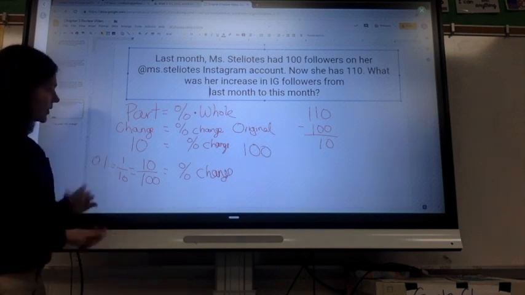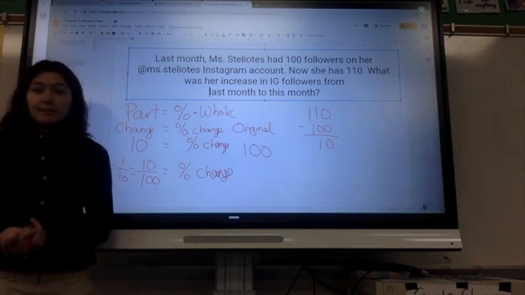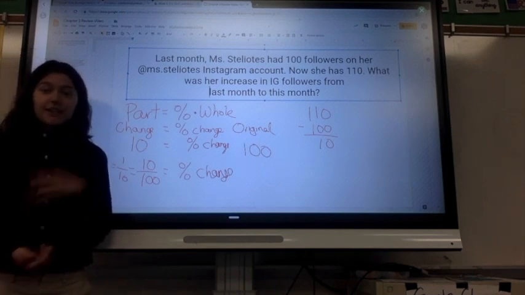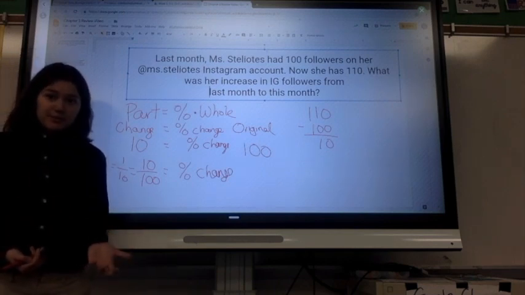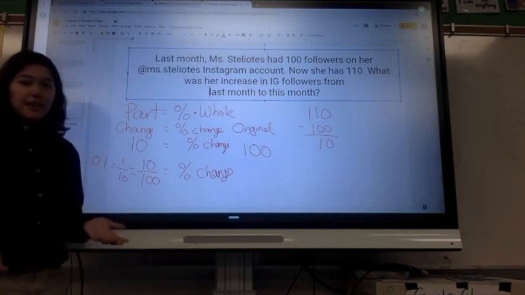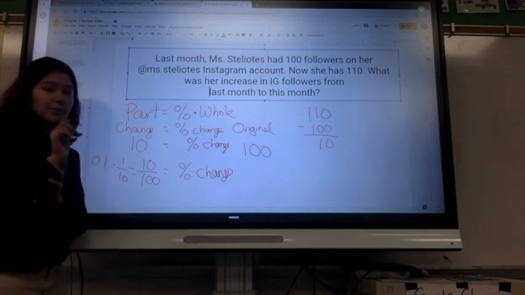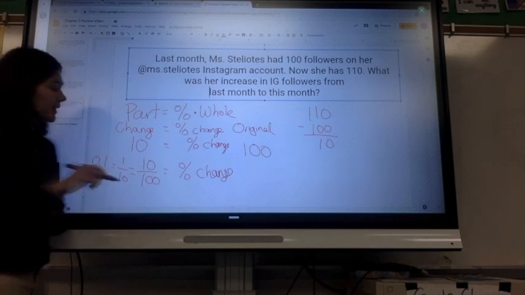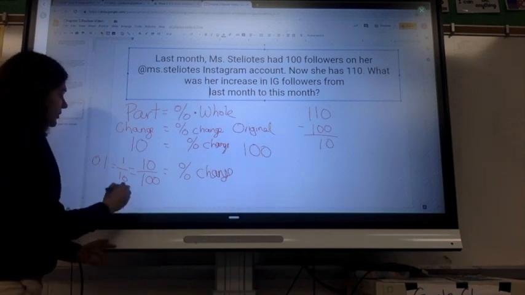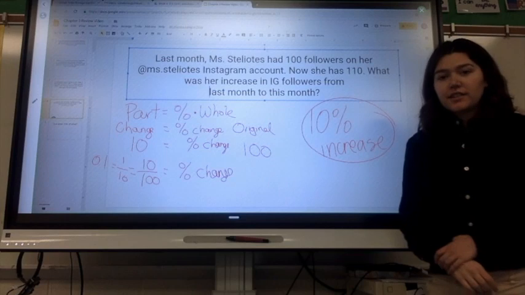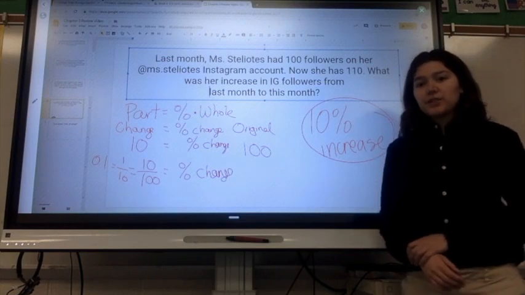So if I have 0.1, that's my percent change, but that's in my decimal form, and I need to turn it into my percent form. To go from a decimal to a percent, I multiply by 100, or I move the decimal place over 2. So 0.1 is equal to 10%. A 10% increase in my number of Instagram followers.